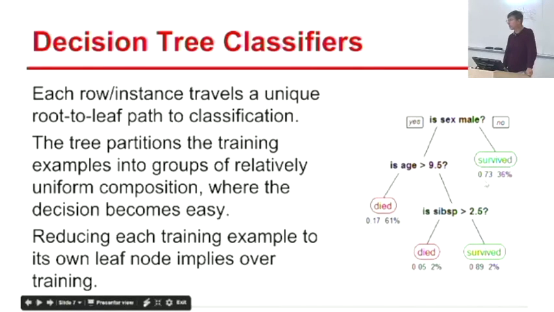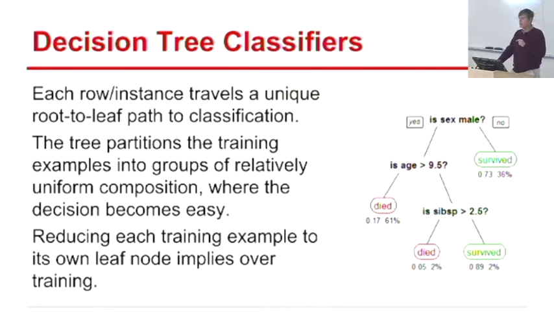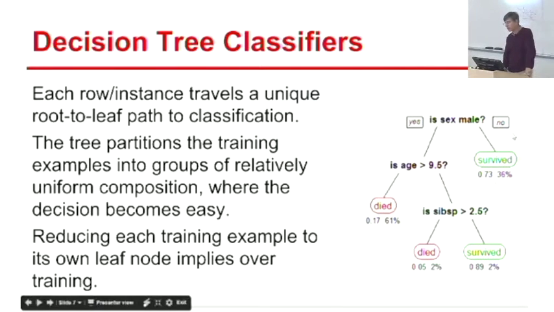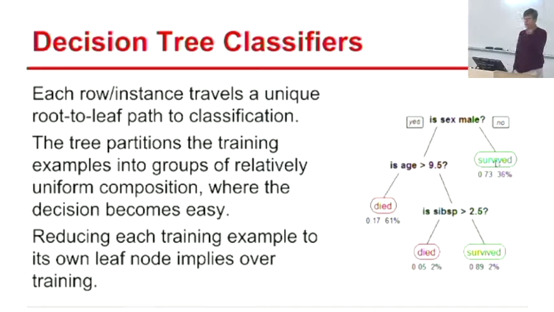Does everybody see that once we have a group of people, the majority of them, a good majority of them survive, perhaps once there's a high enough fraction of them that are in the same class, maybe that's when we stop refining our tree and make a decision for that. Any questions about that?